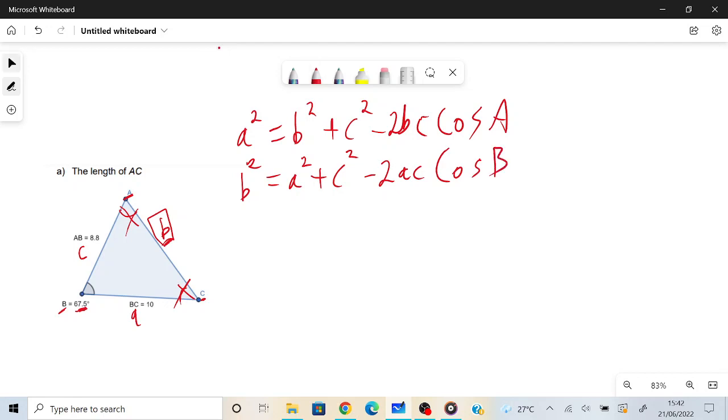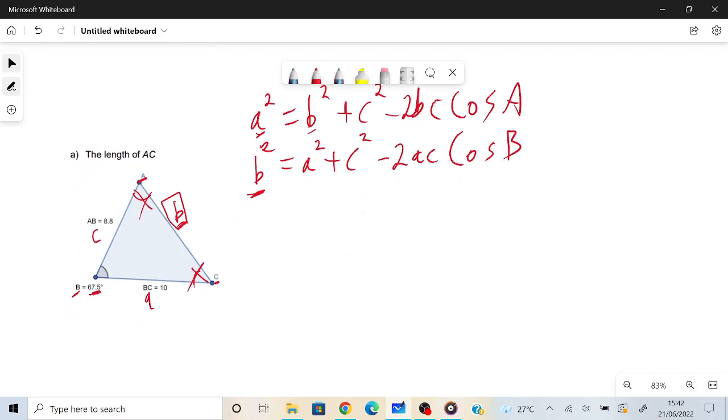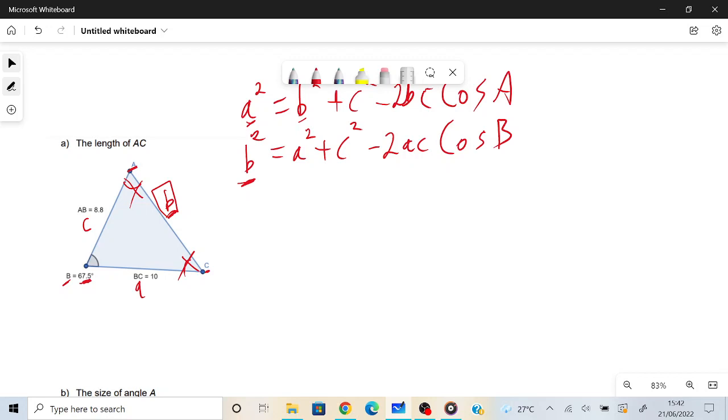As you can see, it may look like I've changed the formula, but I haven't. It's just that since we're finding b squared and not a squared, I've just changed every place there was b squared with a, basically. Now we can input our values. So we know that small a squared is 10. That's 10 squared.